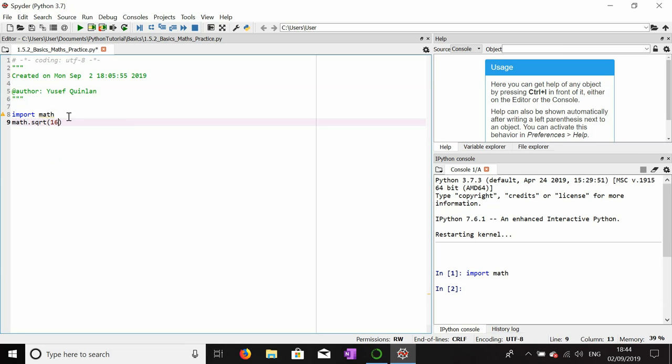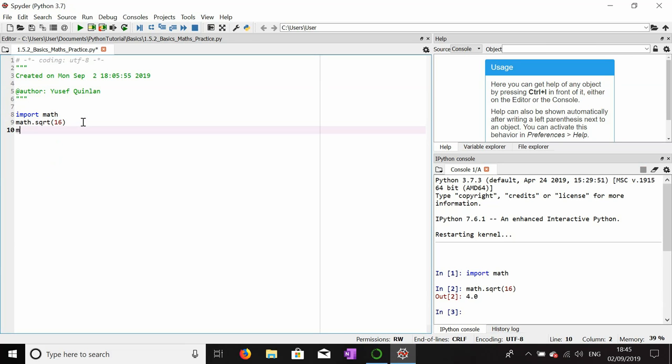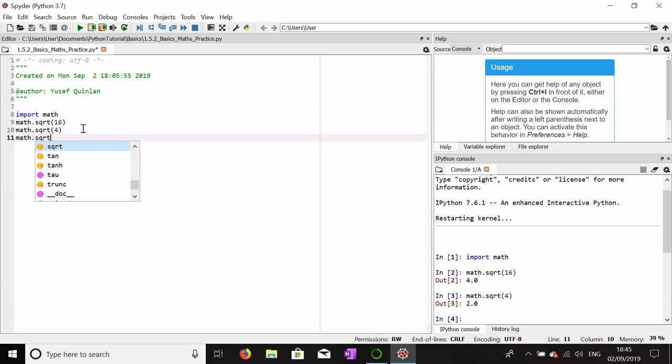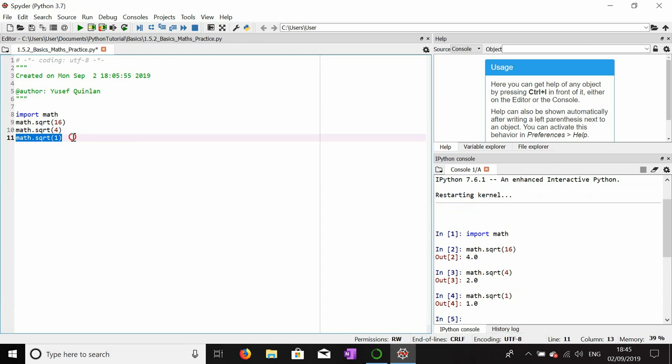So let's say the number is 16. This should give us the square root, which should be 4. And let's say we want the square root of, I don't know, 4. That should also give us 2. math.sqrt of 1 should give us 1, but I'm curious to see what it will give us. Yeah, it did give us 1.